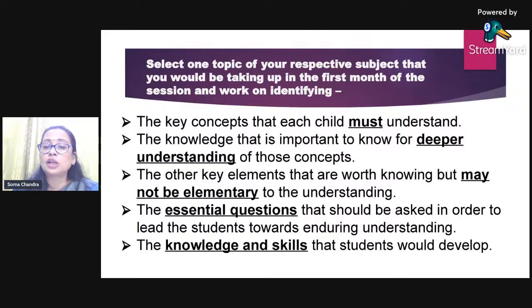Last one, the knowledge and skills that students would develop. With the key concepts and essential questions, students develop both content knowledge as well as important skills. Names and functions of the various parts of plants, basic scientific processes like photosynthesis and pollination, and skills they are developing: observation and inquiry, critical thinking, communication, collaboration.